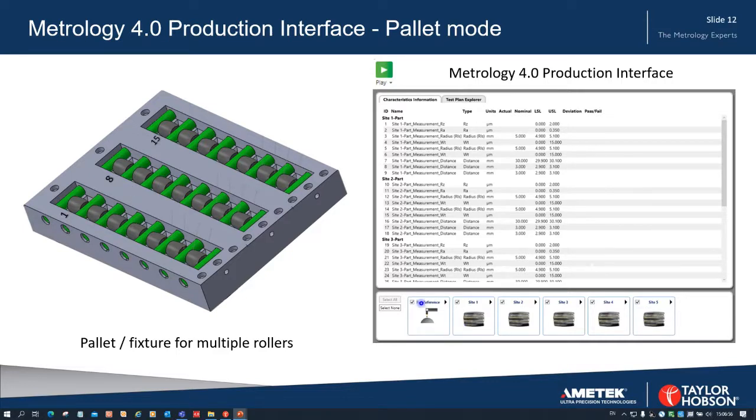And there is a choice of using a reference ball, which we'll see in a minute in the video. In the interface, we can decide which parameters we're going to measure. In this case, it's RZ, RA, WT, and distance. There's no actual results because we haven't measured yet, but the nominal results are shown here. The nominal values are shown here with the upper and lower tolerances. And let's have a look now at the video doing just that.